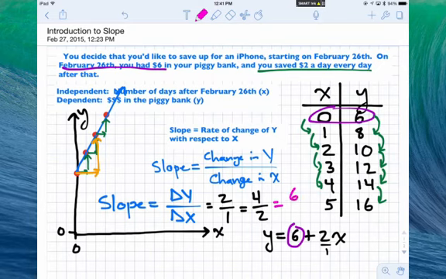Or I'll do this one in hot pink. So what about 6 over 3, another equivalent ratio? This is still the slope, it's still the change in y over the change in x. And for every 3 days that go by, from 0 to 1, 2, 3 days, the amount in the piggy bank went up from 6 to 12, $6 more. And on the graph, if 3 days go by, we put $6 more in the piggy bank.